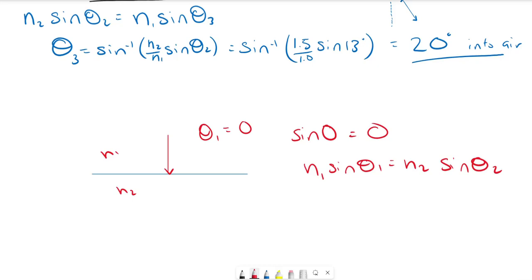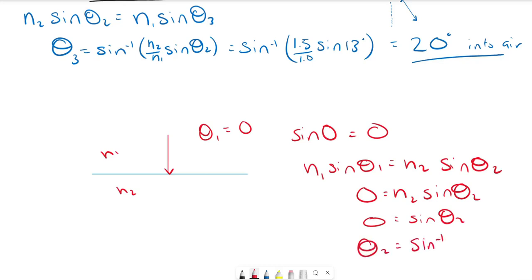Well, let's see. So if we put in 0 here, we get 0 equals N2 times sine of theta 2. So if we divide both sides by N2, we just have 0 equals sine of theta 2, and then that means theta 2 equals inverse sine of 0, which guess what is also 0. So that means if we come in perpendicular to the surface, we're actually just going to go straight through and there's no refraction.